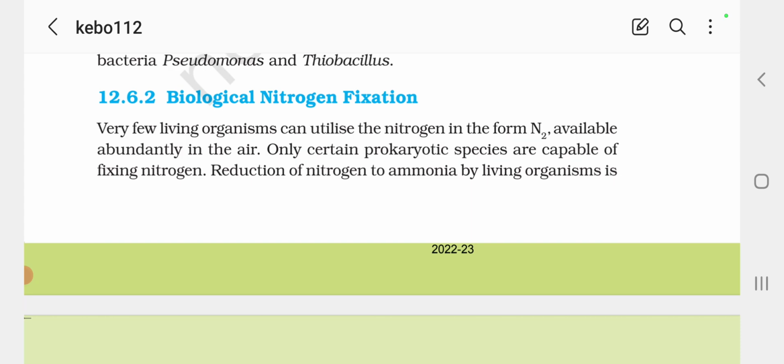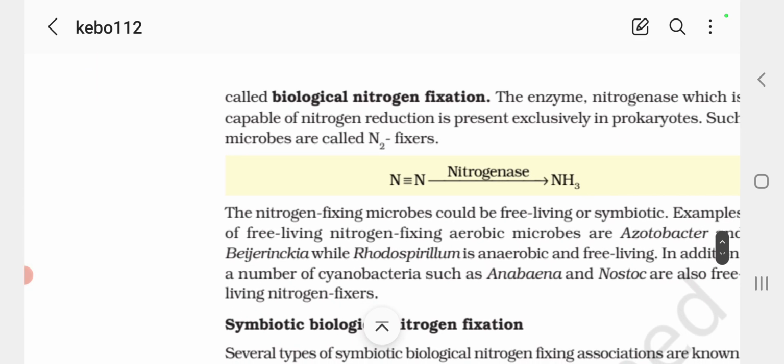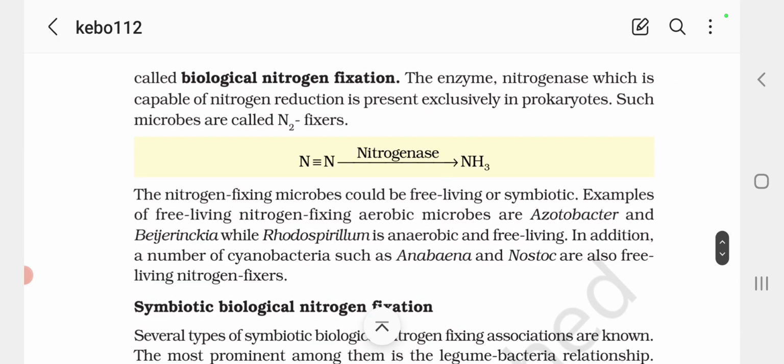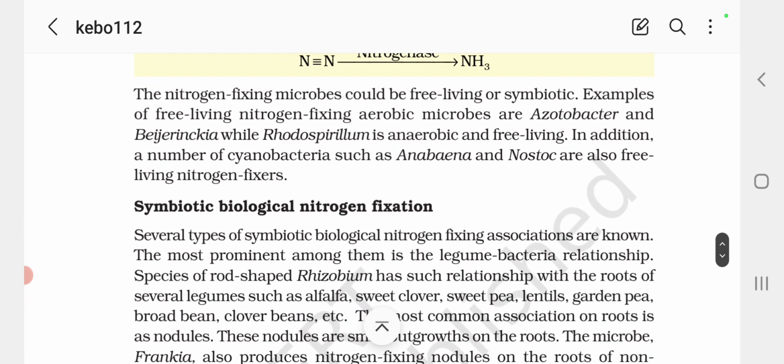Reduction of nitrogen to ammonia by living organisms is called biological nitrogen fixation. The enzyme nitrogenase, which is capable of nitrogen reduction, is present exclusively in prokaryotes. Such microbes are called nitrogen fixers. The nitrogen fixing microbes could be free living or symbiotic.